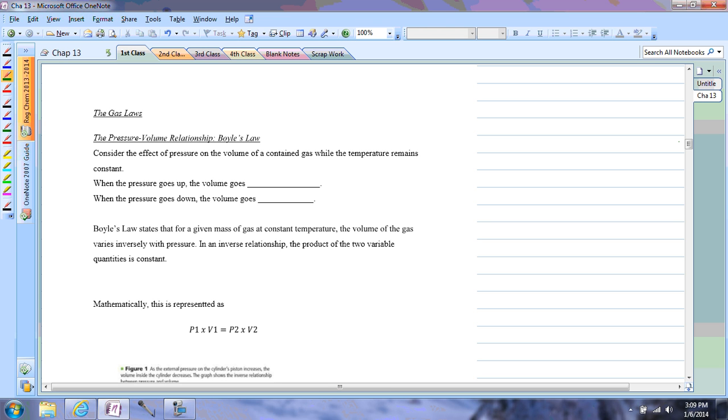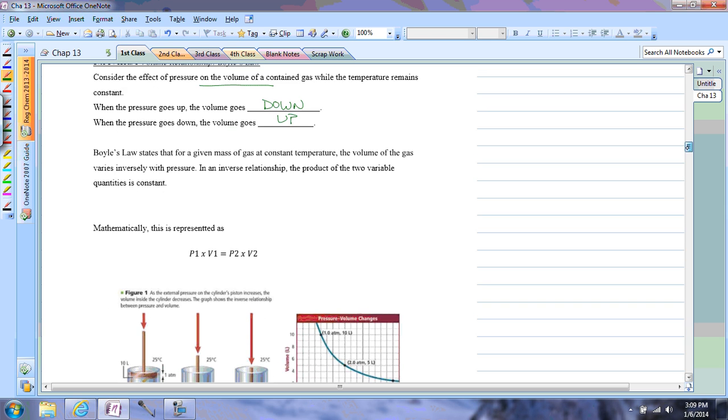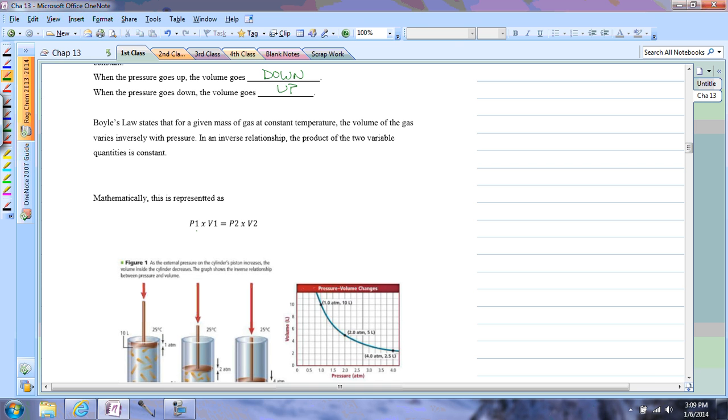Gas laws. Pressure-volume relationship, which is called Boyle's law. We've already discussed this, so there's nothing new. Consider the effect of pressure on volume. When pressure goes up, volume goes down. When the pressure goes down, the volume goes up. So it's an inverse relationship. Mathematically, we say pressure times volume at one set of conditions is equal to pressure times volume at a separate set of conditions.